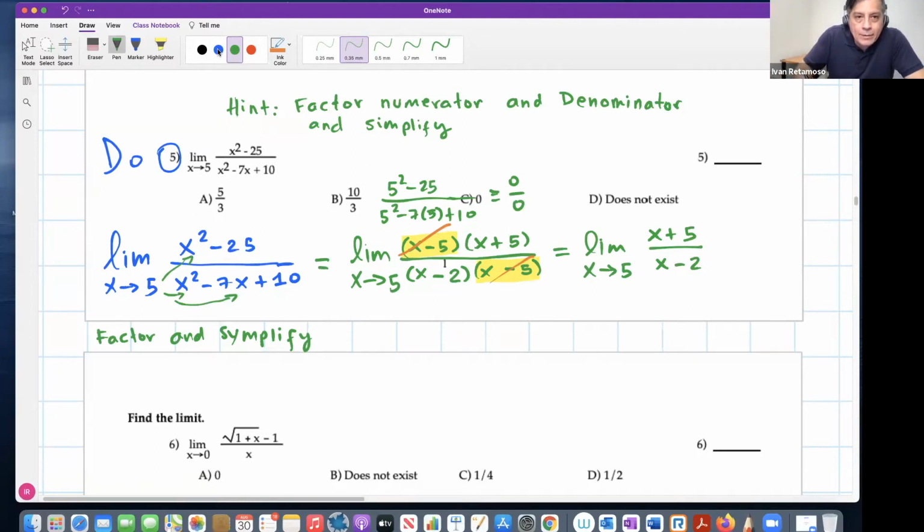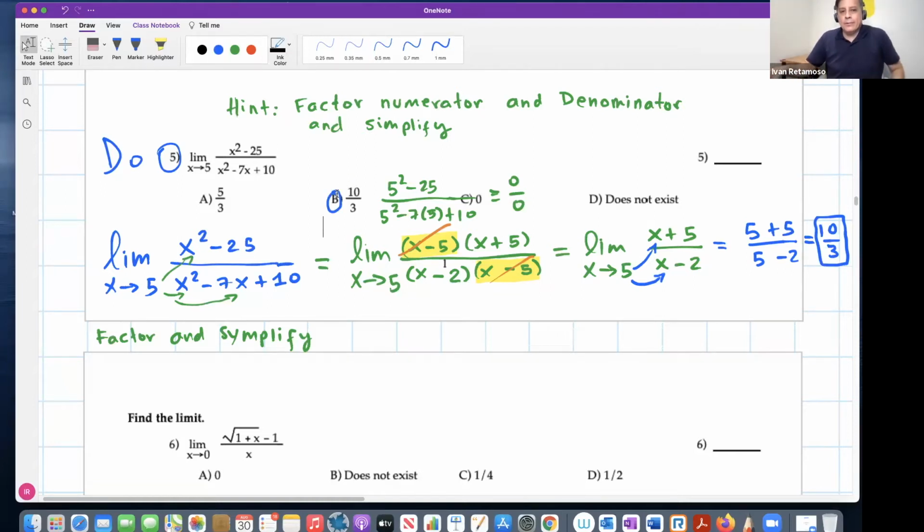What is good is that this rational function, compared to the original one, is better behaved. Better behaved, Professor, in what sense? In the sense that it will allow you to do the direct evaluation. Now I'm not going to get 0 over 0. Instead, I will get something meaningful: 10 here, 3 here, 10 over 3 in exact form. This is what they have chosen here, so this should be choice B.